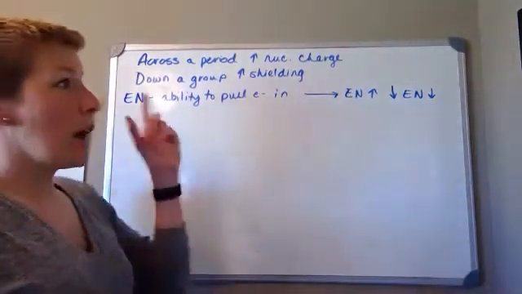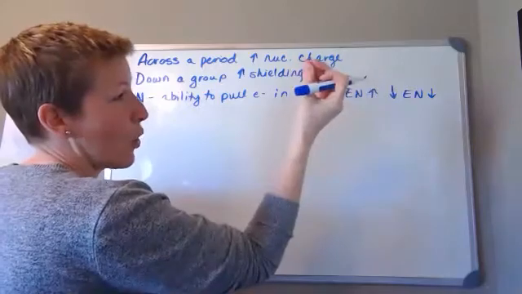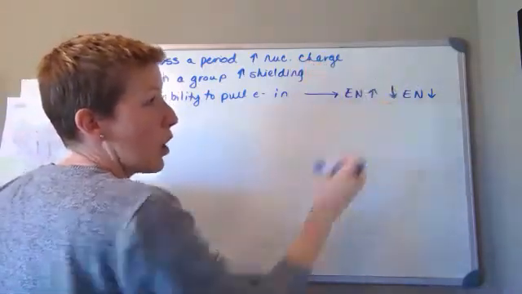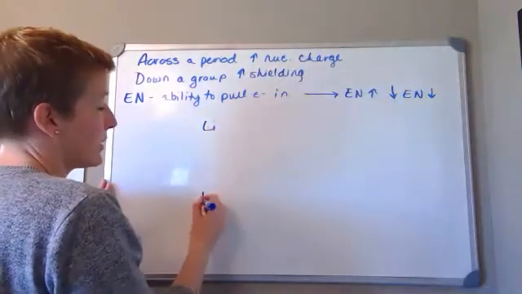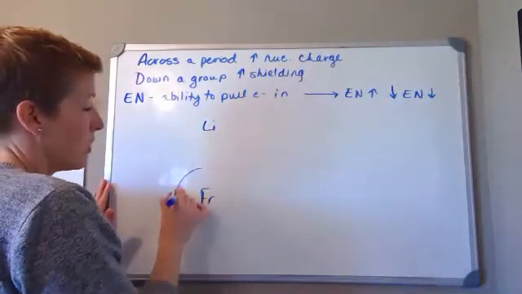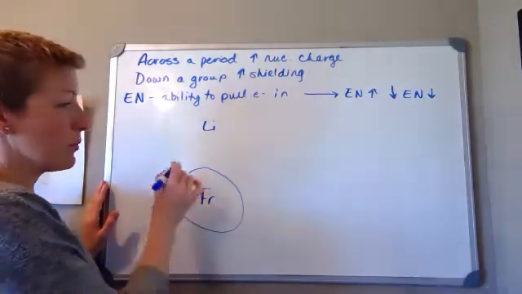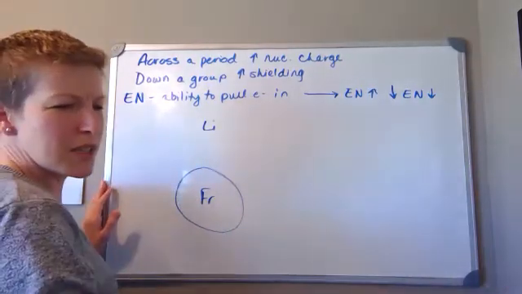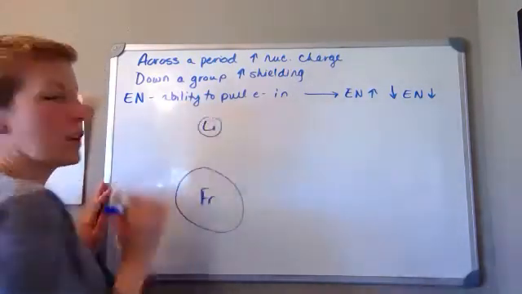Oh, and I'm sorry, I only did across a period. So as we go from left to right, it increases, stronger magnet. Well, as we go from up to down, so again, we'll do lithium to francium. Here's francium, right? This big, giant atom, which by the way, I would assume is the largest one. If we look at the trend, it would be the largest one. And then we have lithium, which is a lot tighter.